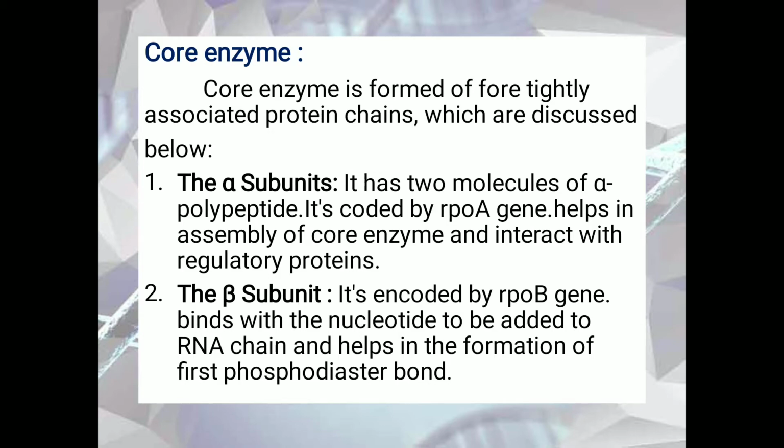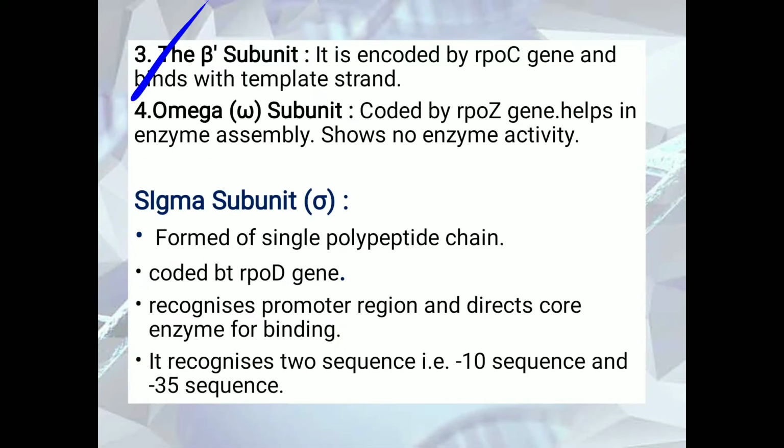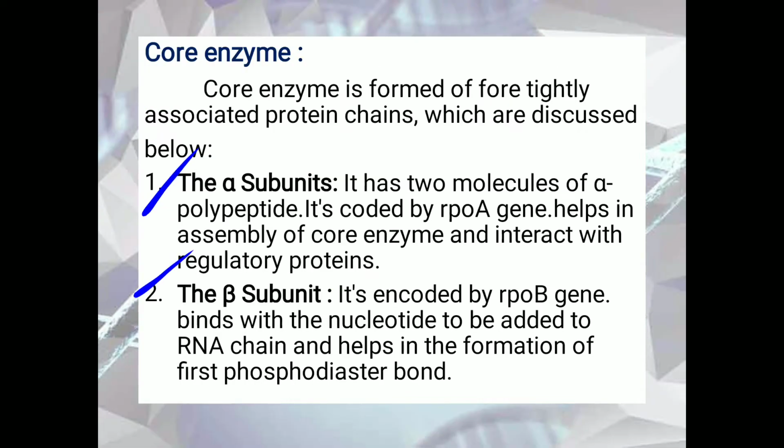Here is some information about them: the alpha subunit, the beta subunit, the beta prime subunit and the omega subunit. The alpha, beta and beta prime subunits are coded by the rpoA, B and C genes respectively, and the omega subunit is coded by the rpoZ gene. Just like the omega subunit, the alpha subunit also helps in enzyme assembly. The beta subunit is the most important as it helps in the elongation process. It binds with the incoming nucleotide to be added to the RNA chain and helps in the formation of the first phosphodiester bond.